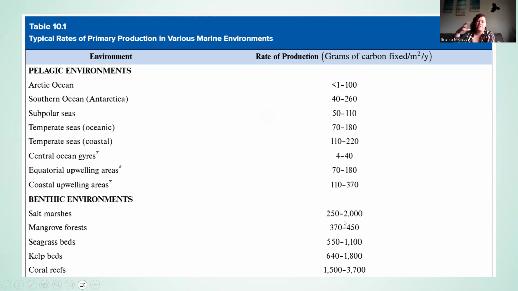Your book has a whole section that talks about primary productivity and carbon sequestration and mangroves, so you can read about that if you have the textbook. This is just showing some different levels of primary productivity, which again, is how fast is photosynthesis happening and creating new biomass for an environment.